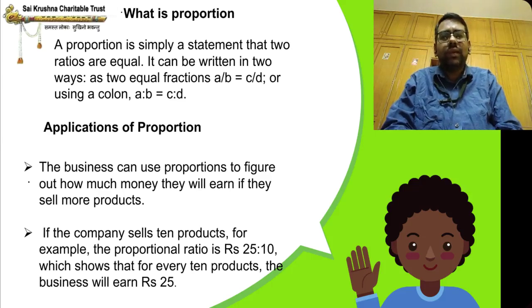What is a proportion? Proportion is simply a statement that two ratios are equal. It can be written in two ways: as two equal fractions, a by b equal to c by d, or using a colon. The symbol of ratio is colon. Okay, remember that. a is to b equal to c is to d. a by b equal to c by d is the fractional form. The ratio form is a is to b equal to c is to d.